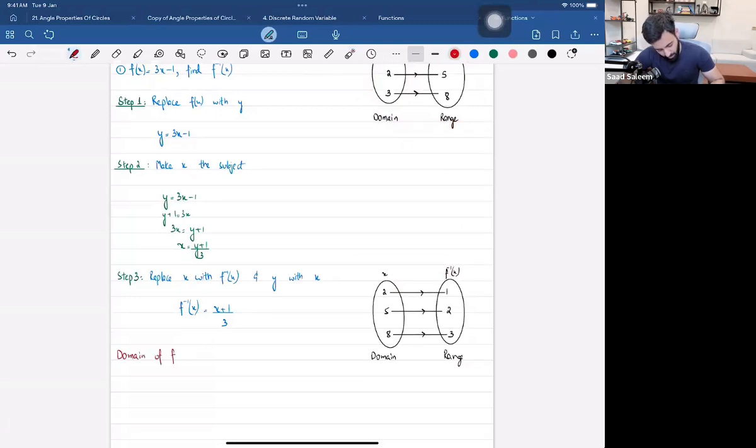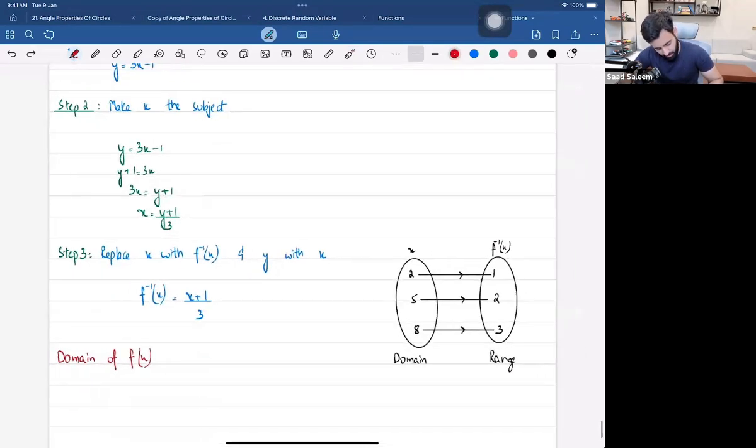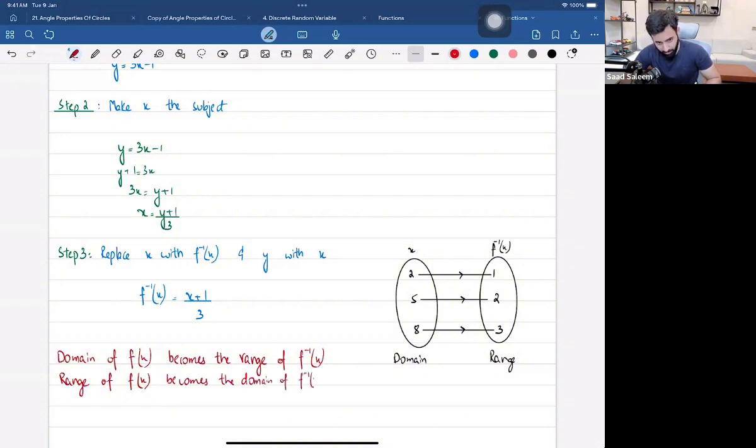of f of x becomes the range of f inverse of x. And the range of f of x becomes the domain of f inverse of x.